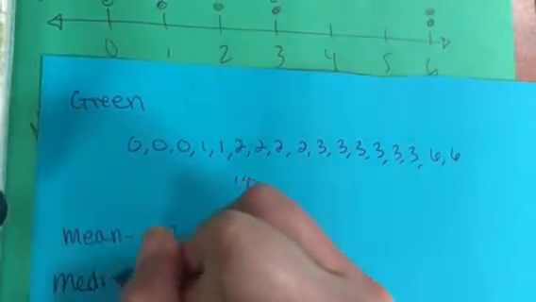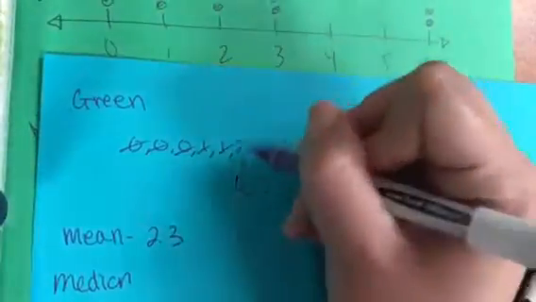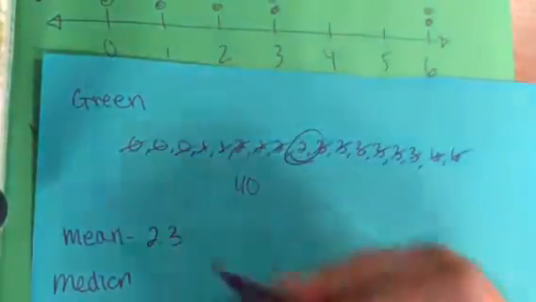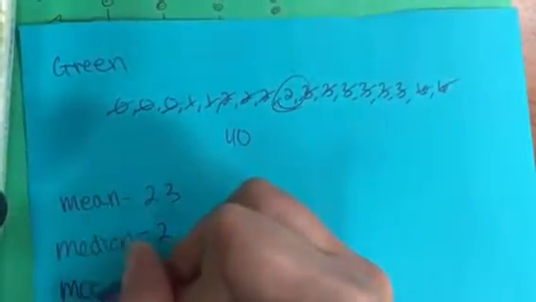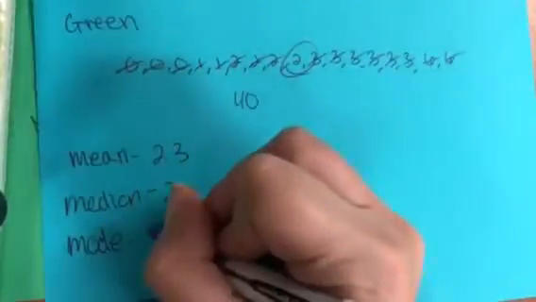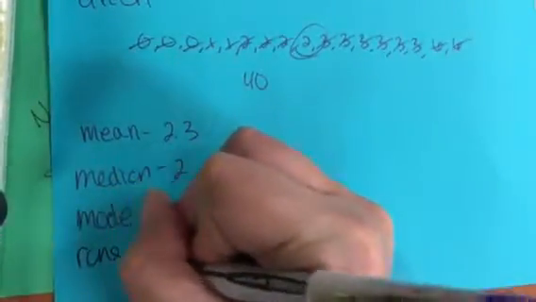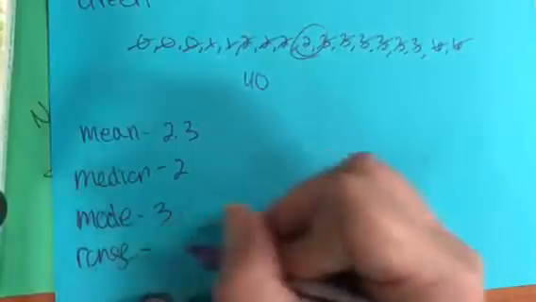What's the median? To find the median, I just start crossing them out, going back and forth. Well, if you know there's 17, you can count over 8 and count the ninth number. It's going to be odd, so it's going to work out good. There you go. So that means there's 2 for the median. What about the mode? What one appears the most? The 3. And the range would be 6 minus 0, which is 6.